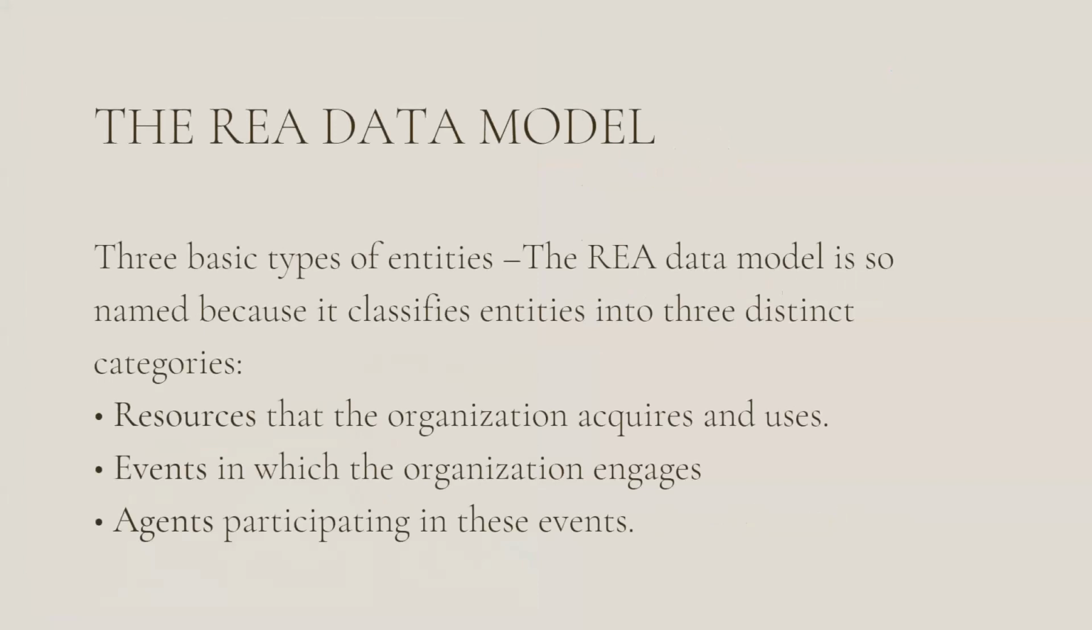Okay, so the REA data model is a data model used to design AIS databases. It contains information about three fundamental types of entities. REA stands for resources, events, and agents. Resources are the things that have economic value to the organization, like inventory and cash. Events are various business activities that management wants to collect information on. Agents are the people and organizations that participate in events, like employees, customers, or vendors to the organizations.